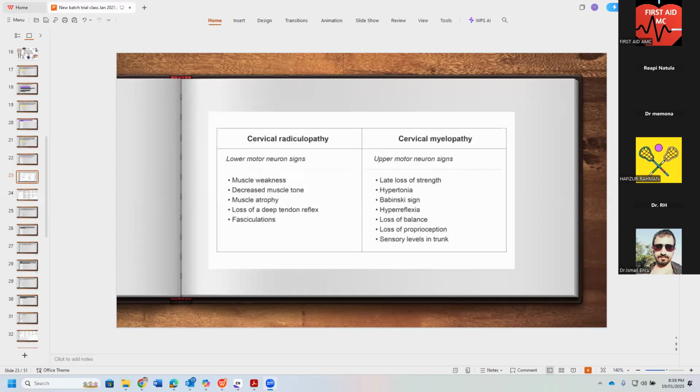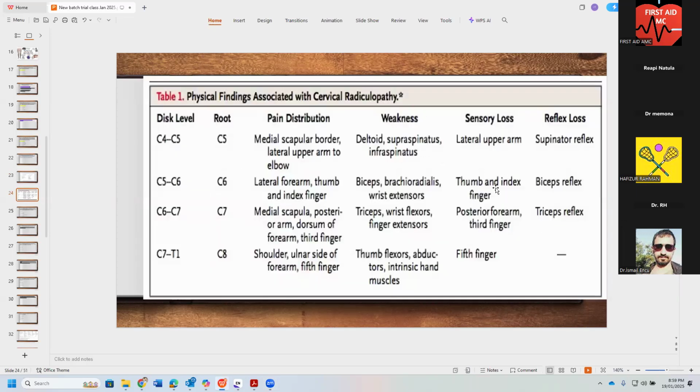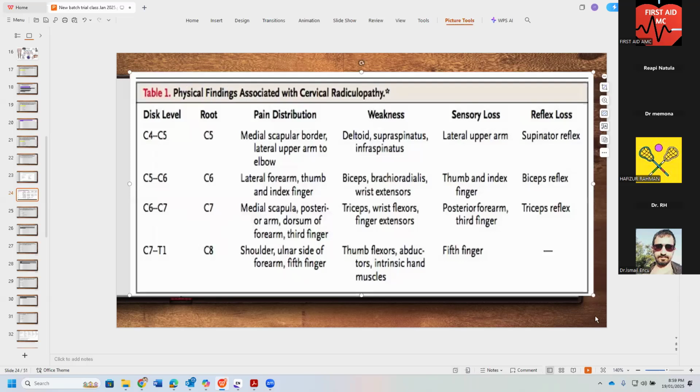And myelopathy is when the cervical part of the spinal cord is compressed, and at that level you will have upper motor neuron signs. Is it clear? I have just given this for your information.